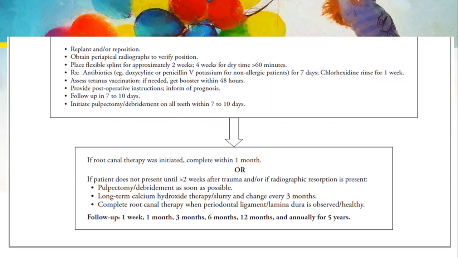Obtain periapical radiographs to verify the replanted tooth. A flexible splint for approximately 2 weeks for a normal case and 4 weeks for dry time more than 60 minutes. And treatments like antibiotics have to be prescribed for 7 days. Chlorhexidine rinse will be indicated for 1 week. Assess the tetanus vaccination if needed. The booster has to be taken within 48 hours. Provide post-operative instructions. Inform the prognosis based on the extraoral dry time. Follow-up should be done within 7 to 10 days.